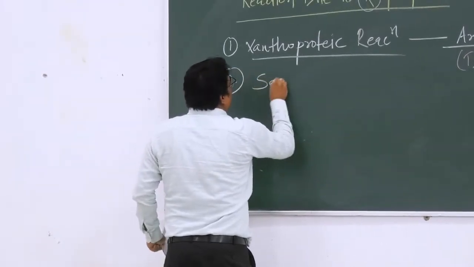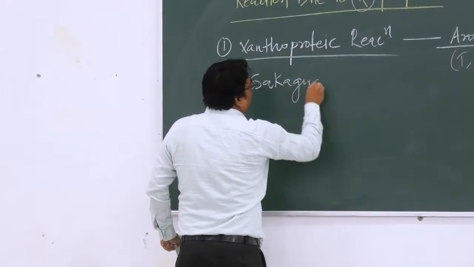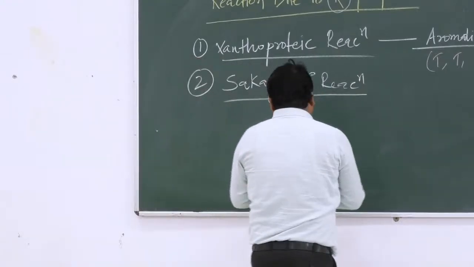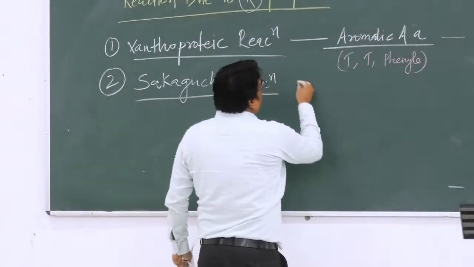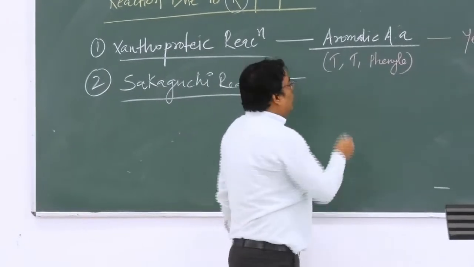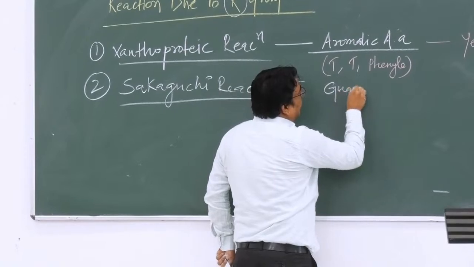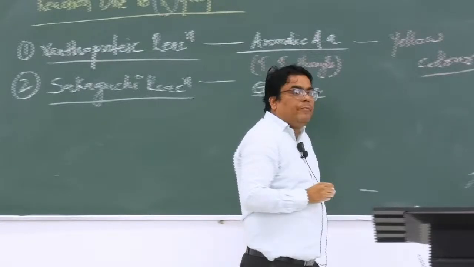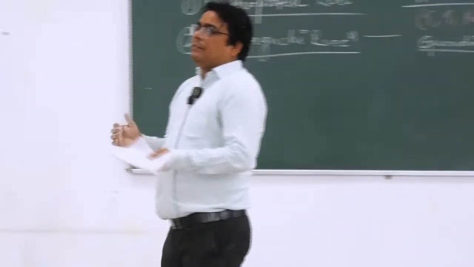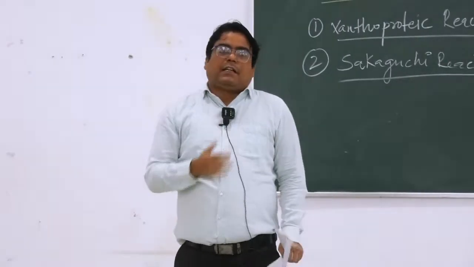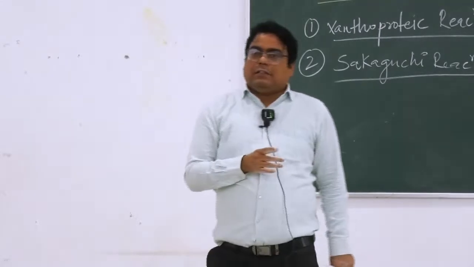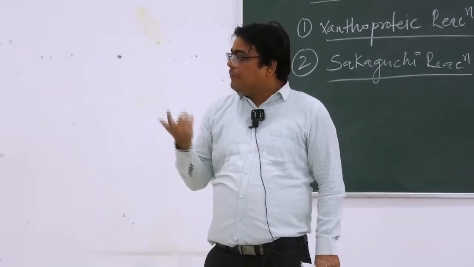Now the second one is the Sakaguchi reaction. The Sakaguchi reaction is especially for amino acids containing a guanidine group. Students, listen. If I complete the structure classification of amino acids here, then this is your duty. You have to complete this topic in your hostels.